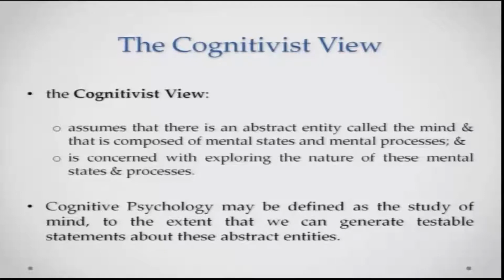Now, what is the cognitivist view? The cognitivist view basically assumes that there is an abstract entity called the mind, and that this abstract entity is composed of mental states and mental processes. It is concerned with exploring the nature of these mental processes. That is what cognitive psychology is meant to do.